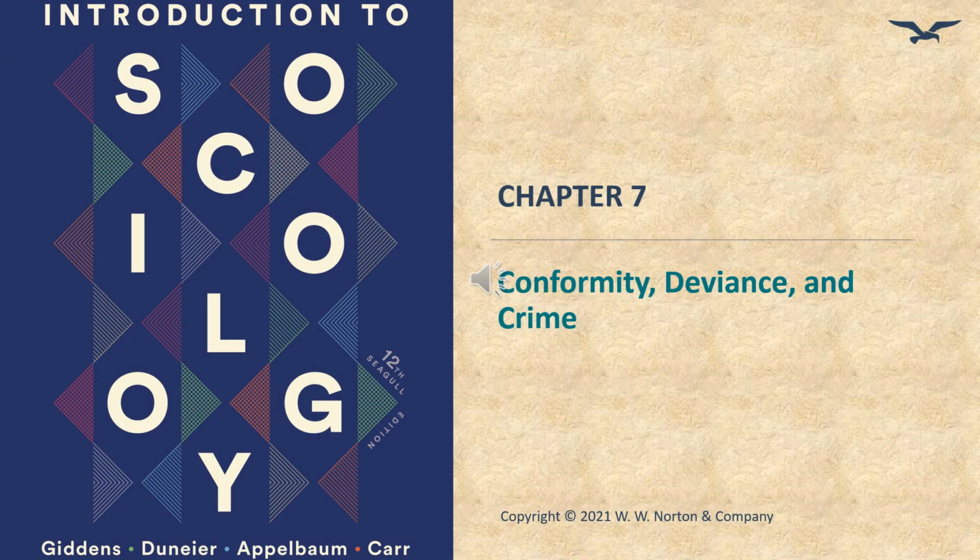Hi, here we are, summarizing Chapter 7 of Giddens et al., Introduction to Sociology, where he looks at conformity, deviance, and crime.